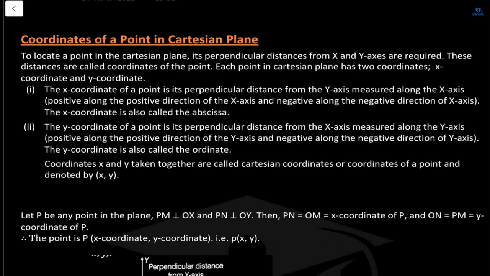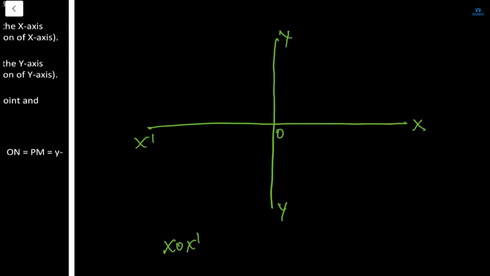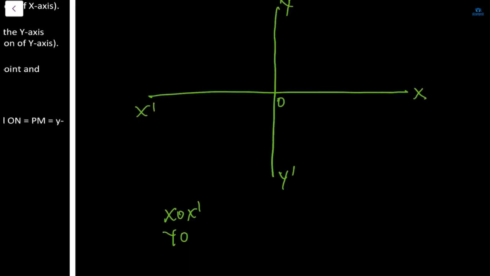Now you see here, I talked to you about the x and y. There are two lines, that is XOX dash, and another is YOY dash. Now you can see there are four sections.